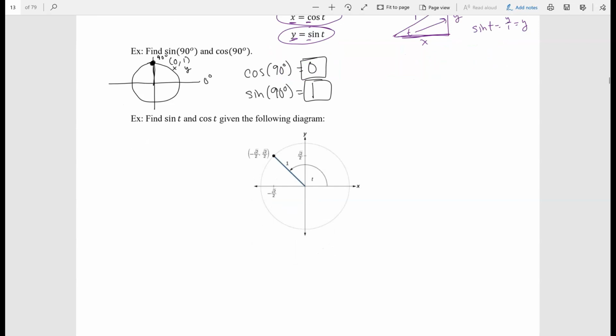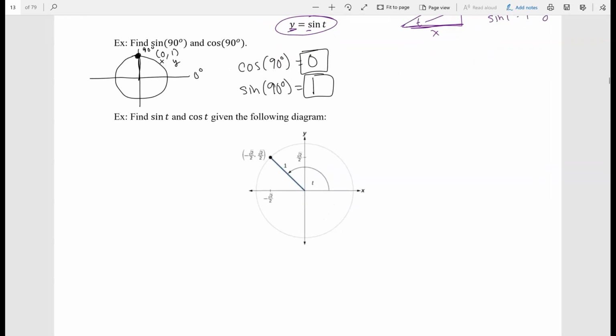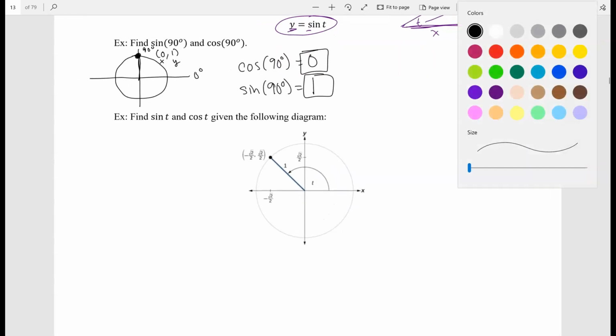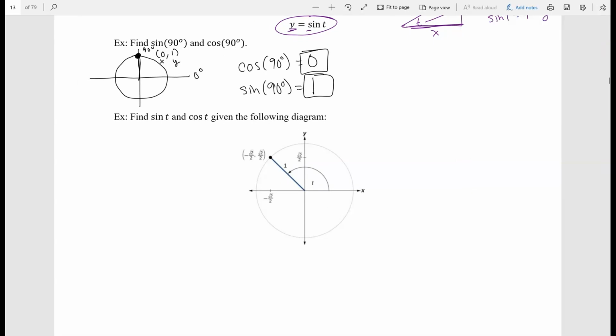Okay, here's another problem. Find sine of t and cosine of t given the following diagram. In this case, notice that they didn't give us an angle. They just gave us a random value of t. I don't know what t is. t can be whatever. It's clearly between 90 degrees and 180 degrees. So sine of t is just going to be the y value. So here, if we see the x and the y value is going to be square root of 2 over 2.